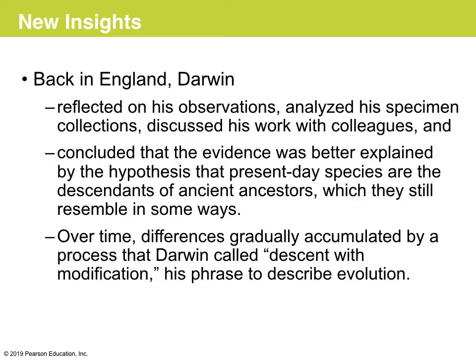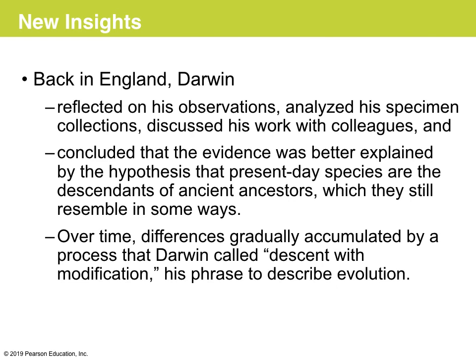So once he got back to England, he reflected on his observations, right? He mused about what it was he saw in Winter's journals and looked at his specimens, talked to other scientists back in England, and he came down to the conclusion that the evidence of what he saw with his own eyes around the world was better explained by a hypothesis that present-day species are the descendants of ancient ancestors that they still resemble in some ways.